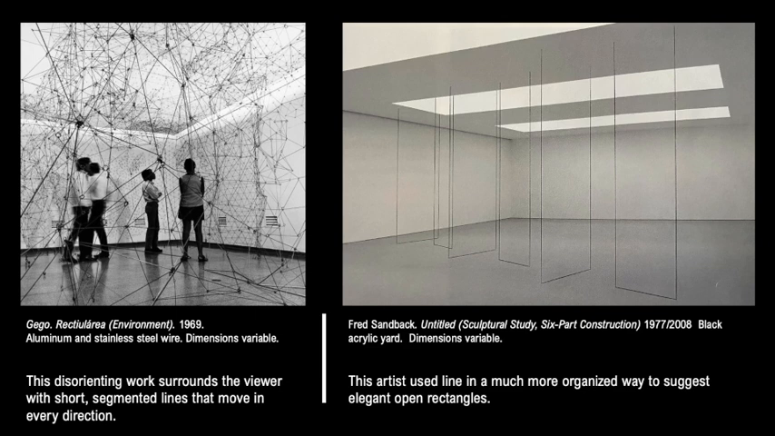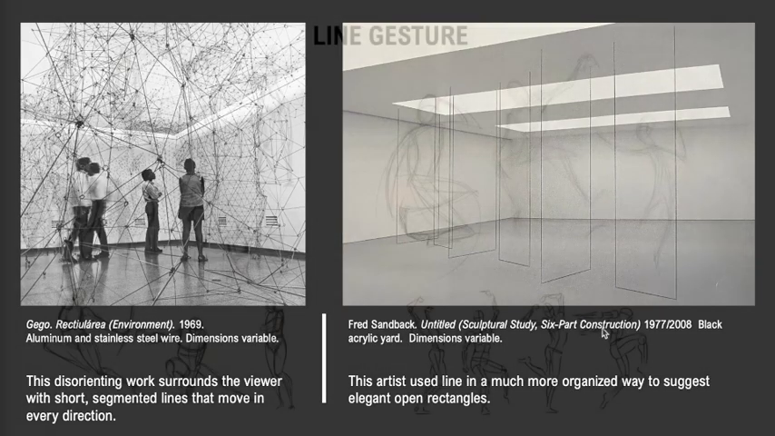Let's take a look at these two very, very different works. The work on the left uses stainless steel wire in short segmented lines that move in every direction. So it surrounds the viewer, and it's, in some sense, disorienting to the viewer. On the right, we can see that the artist uses line in a much more organized way to suggest elegant, open rectangles. This is done with black acrylic yarn.